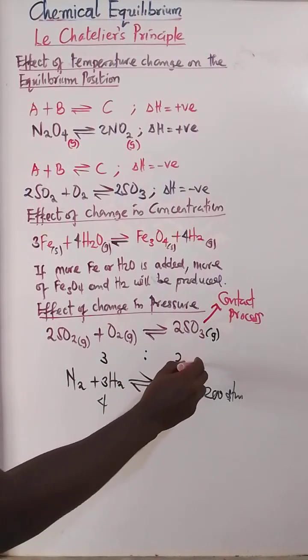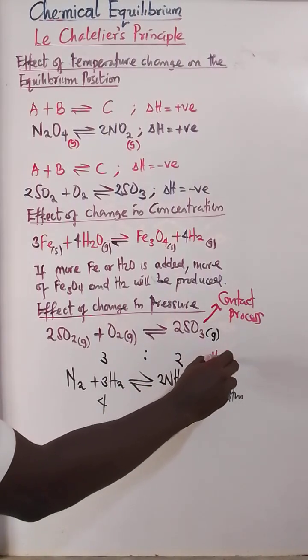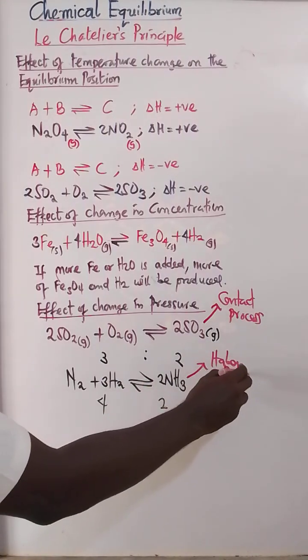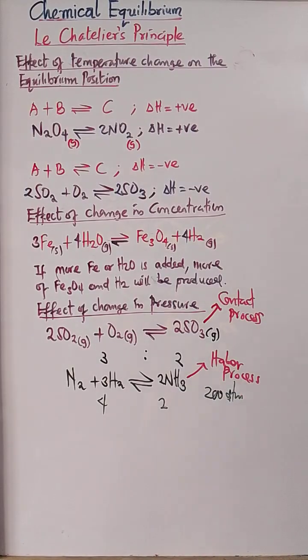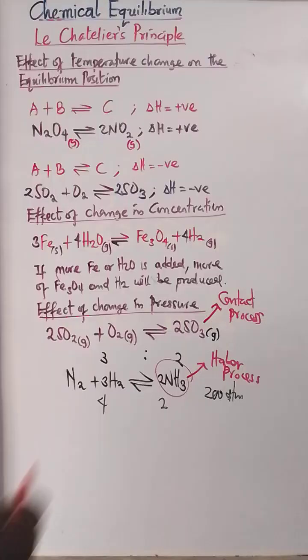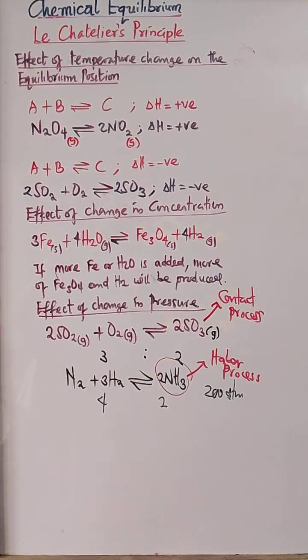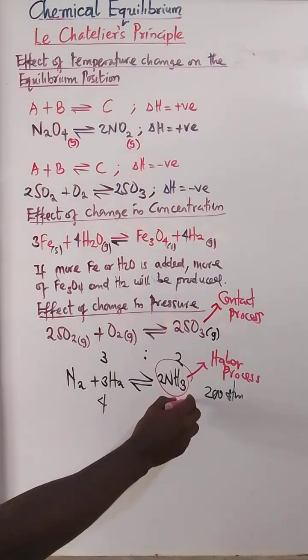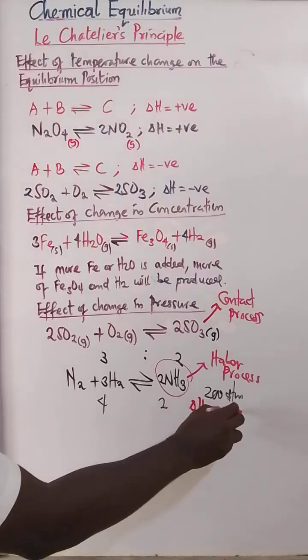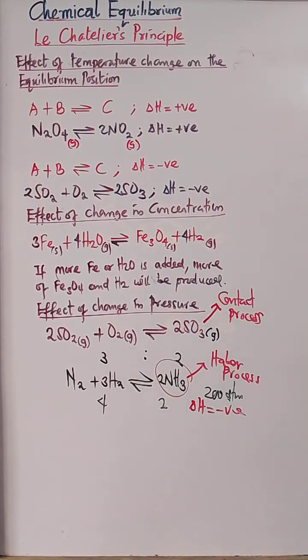And this process, we'll call it the Haber process. So you have to understand the following about the Haber and contact processes. In the Haber process, our aim is to get more ammonia, and this reaction is actually exothermic. So first, the industrial preparation of ammonia is called the Haber process.